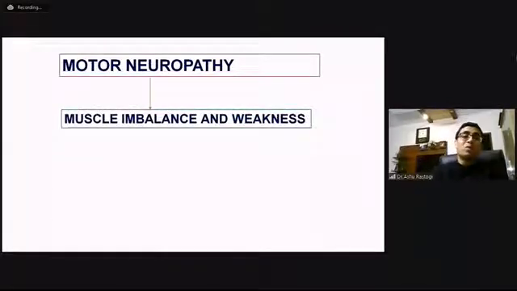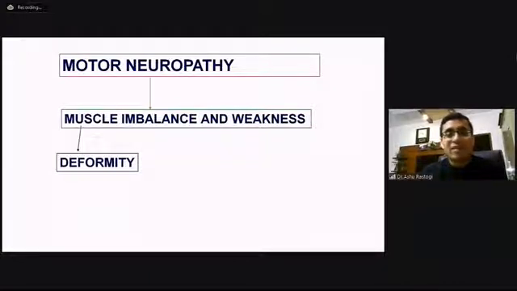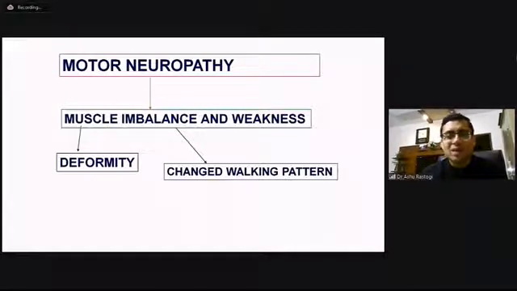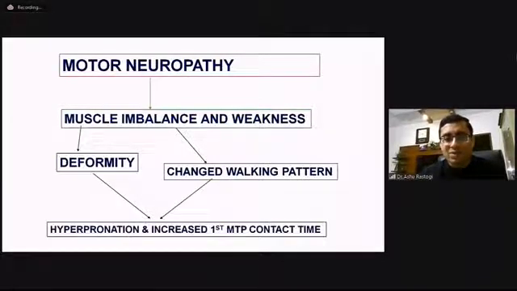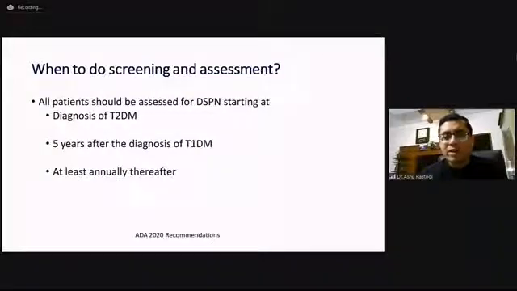Also, if a patient has motor neuropathy, he will have muscle imbalance and weakness, which can lead to deformities. This is very common, like hallux valgus deformities or hammertoe deformities, which are very, very common in patients with diabetes. So they will have a changed walking pattern, and you can identify these changed walking patterns on examination. They would have hyperpronation, and they also have increased first metatarsophalangeal joint contact time. So this is important to recognize motor neuropathy and sensory neuropathy.